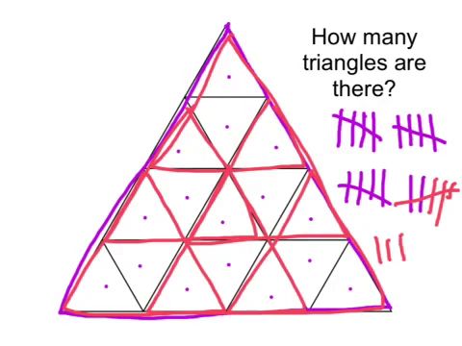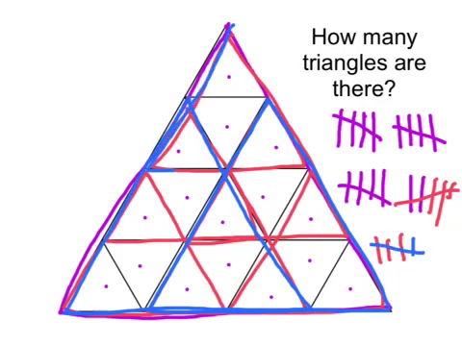What else can I see? Ooh, here we go. Big one there. And a big one there. And one there at the top. And if I just change my colour again, what about this one here? So many triangles. I wonder if you can find any more than that.